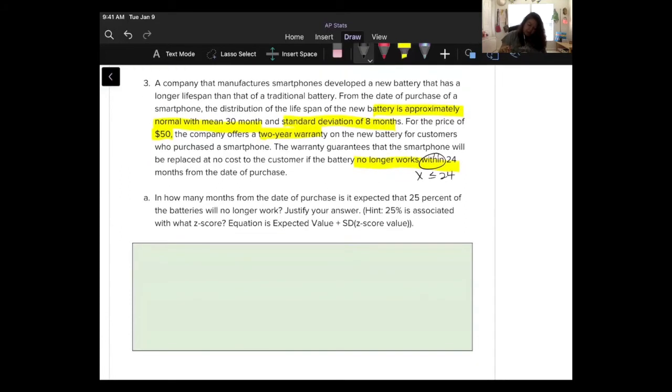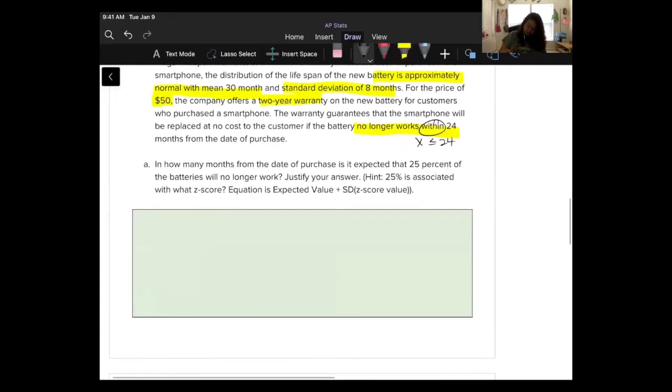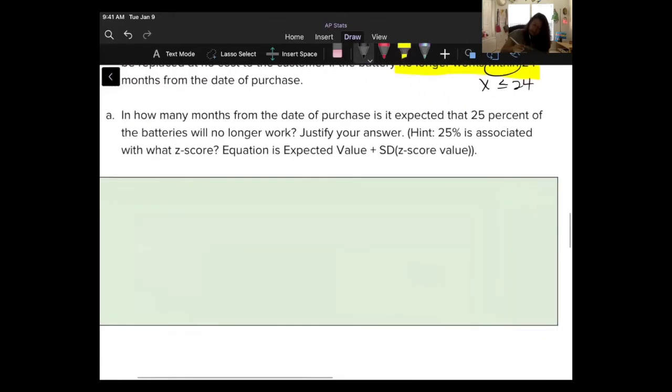In how many months from the date of purchase is it expected that 25% of the batteries will no longer work? Justify your answer. The hint that I'm giving you here is that 25% is associated with what z-score? The equation that we're going to use is the expected value, which is our mean, plus the standard deviation times the z-score. The reason we're doing this is because z equals x minus mu over sigma. We're trying to solve for x.